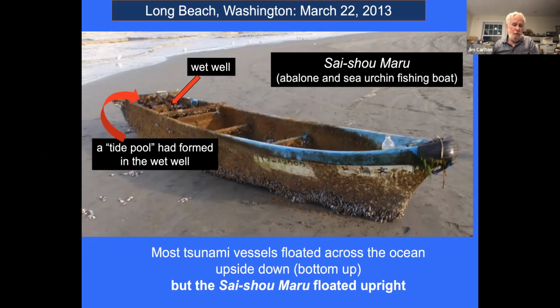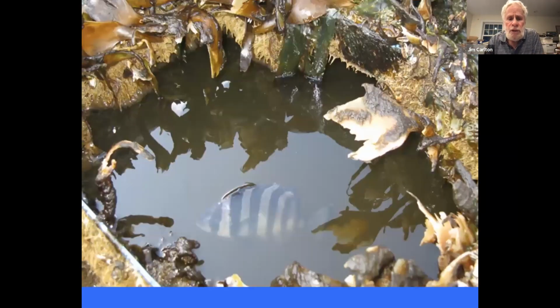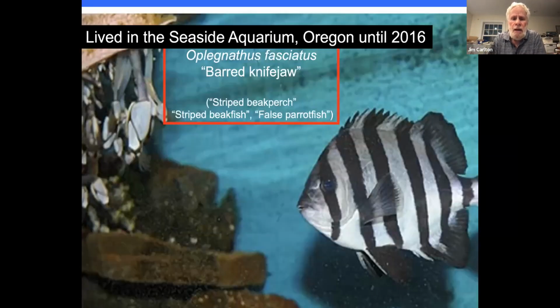A tide pool had formed, covered with seaweeds. When people arrived and looked at the boat, there were Japanese fish in the tide pool. This is the barred knifejaw, Oplegnathus, with various common names, which then survived until 2016 in a local aquarium in Oregon, wondering where its friends were. There were five of them in the boat. Four of them went on to scientific immortality, and this one went into an aquarium for a while.